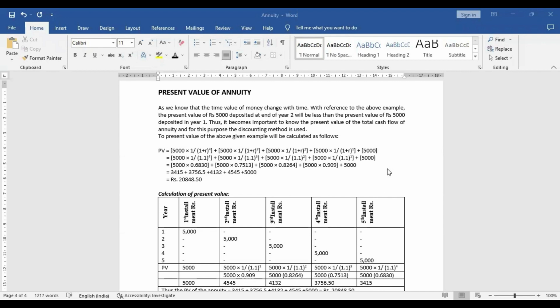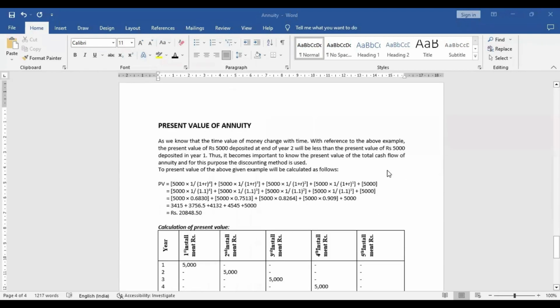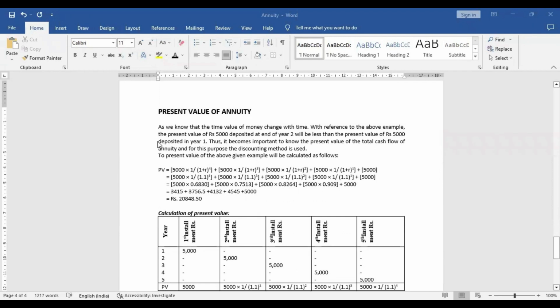So we have just now taken with respect to future value. Now we take up the present value of annuity. As you are aware that the value of money changes with time itself. That means every year the value of money is going to depreciate. The example that we have taken just now with respect to future is where 5,000 was deposited for 5 years itself. Same example I am trying to take up here.